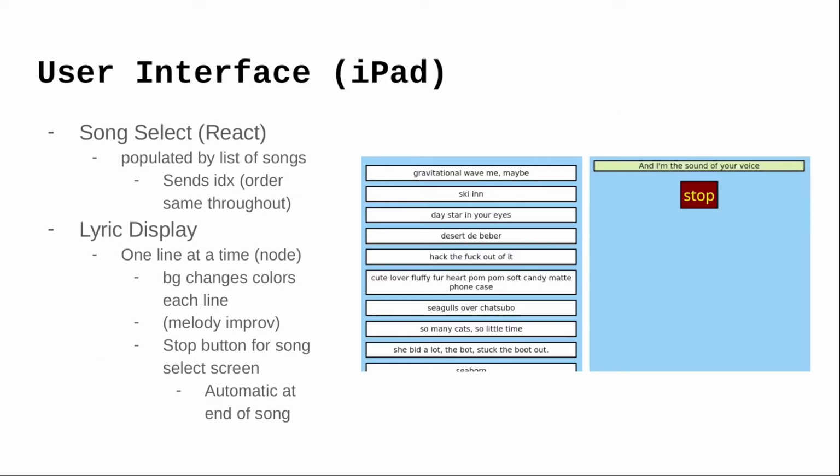The iPad UI consists of 2 screens, a song select screen, which allows the user to pick a particular song, which is sent by index to Node, and a lyric display screen, which displays lyrics line by line. Since lines might be the same, the background for the text box changes colors each line. Since we only provide lyrics, the melody is free to be improvised by the user. A stop button is provided to go back to the song select screen and stop playback.